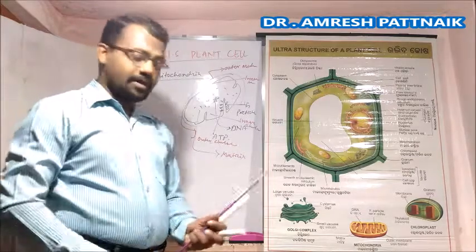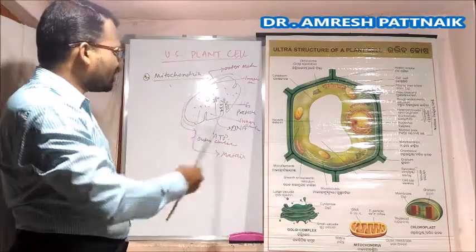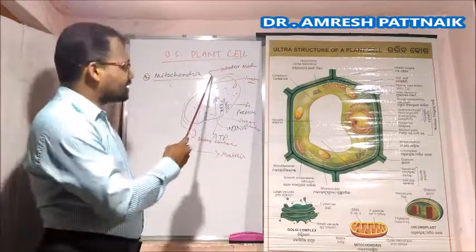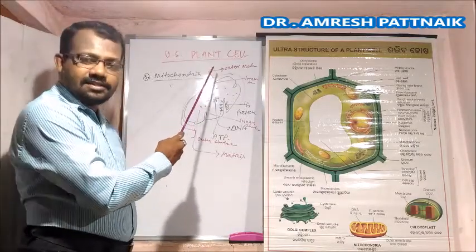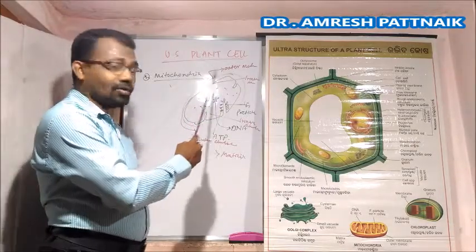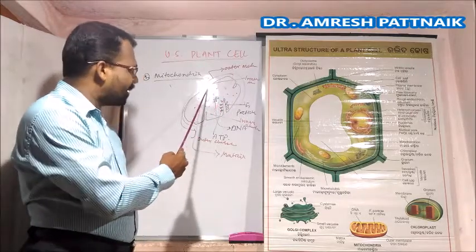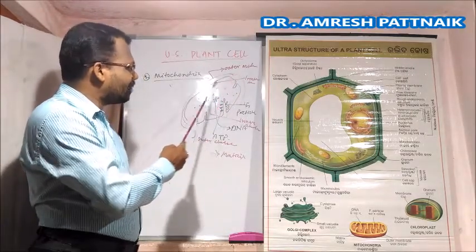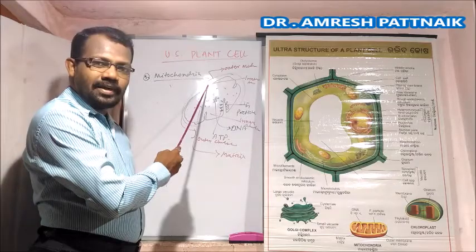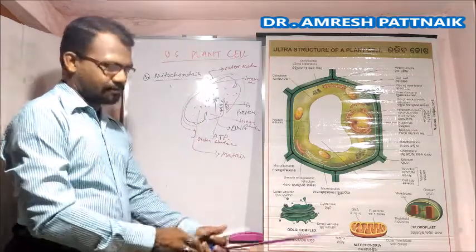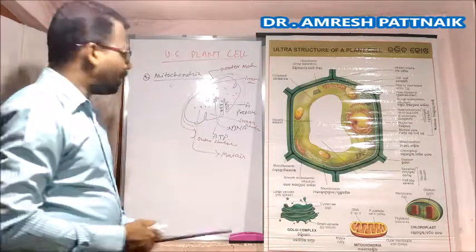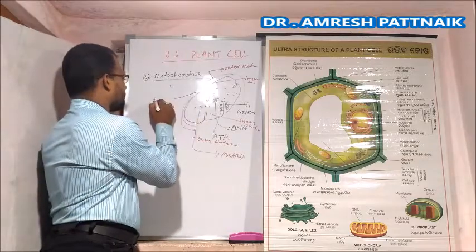matrix. Okay, what do you find here? That is the total structure. You will see a two-layered envelope is there in mitochondria. This is the outer membrane and this is the inner membrane. Between the outer membrane and inner membrane, the space is there. This is the perimitochondrial space. What is it called? Perimitochondrial space.